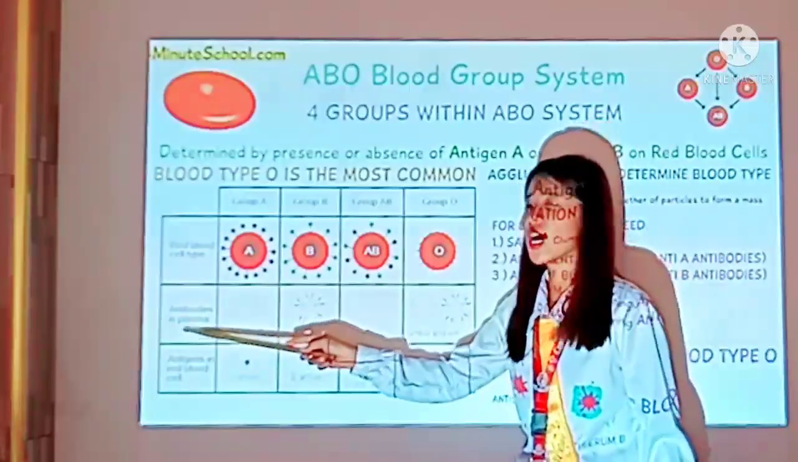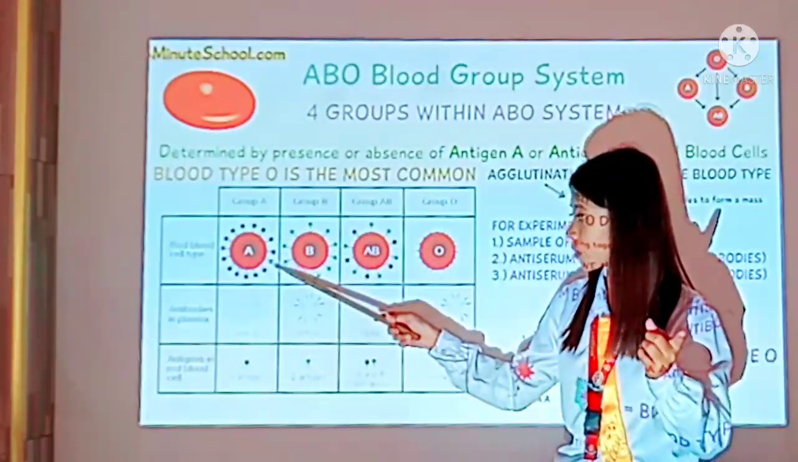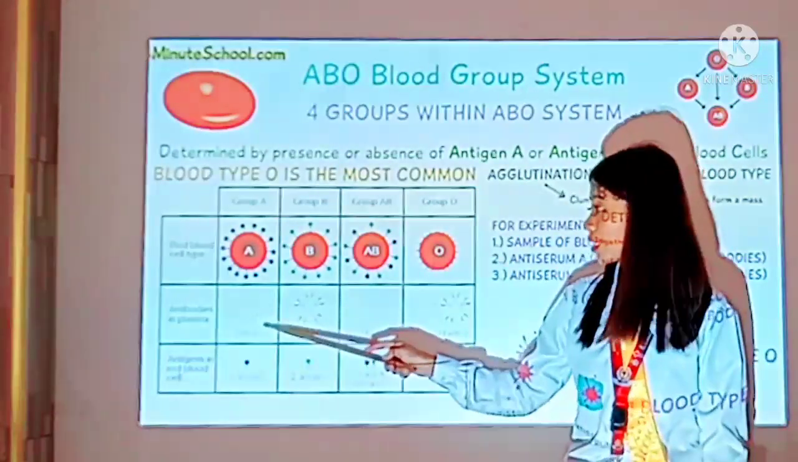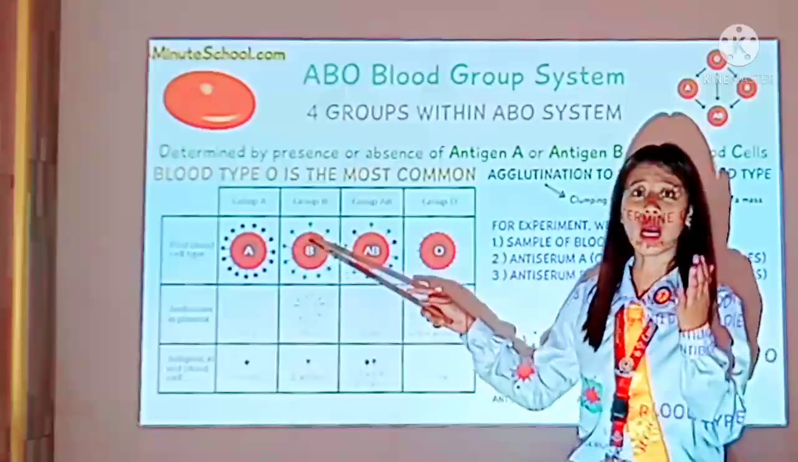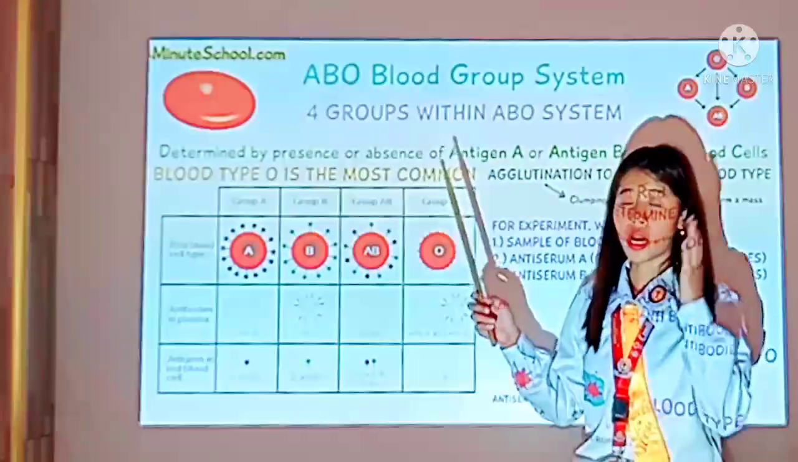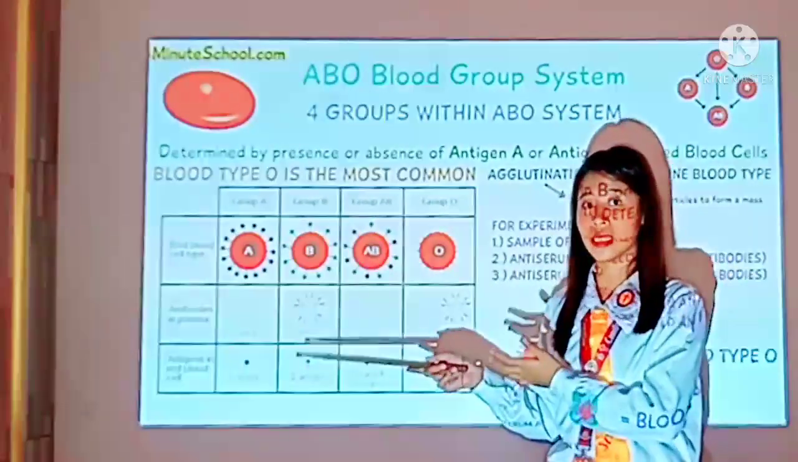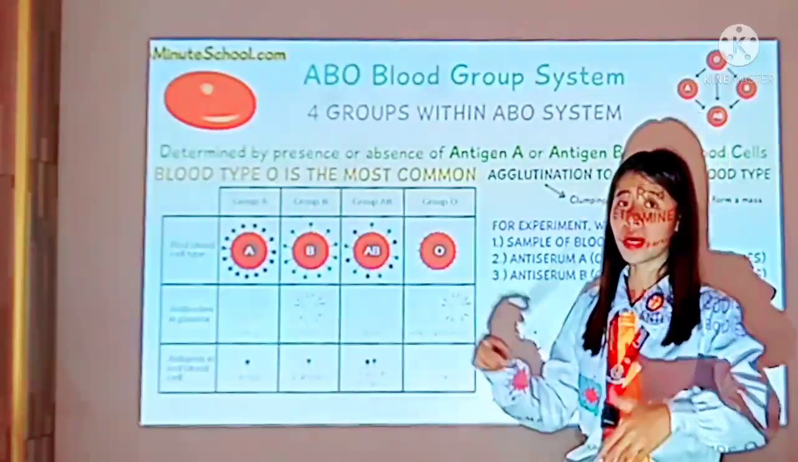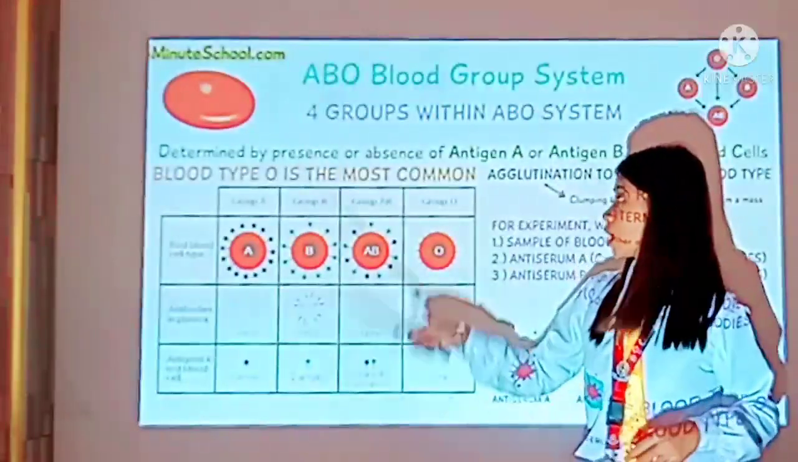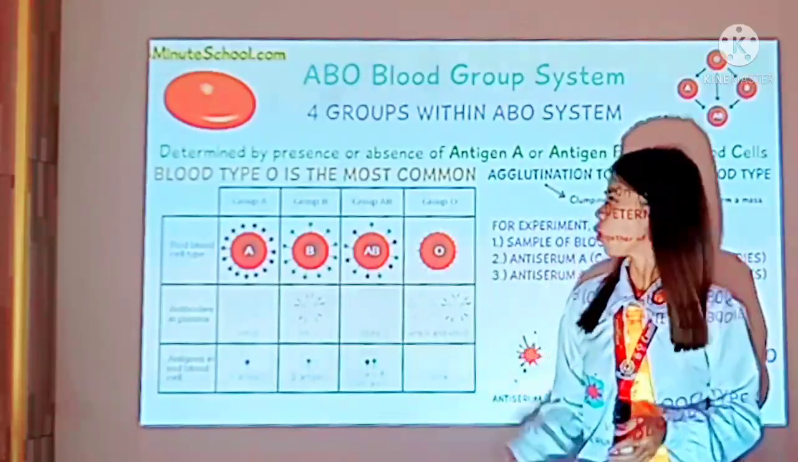So now, here, as you can see, if you have blood type A, your antibodies will be anti-B, or antibody B. Alright? If you have blood type B, then your antibody will be antibody A. If you notice, it is vice versa. If you have A blood, of course your antibody will be B. If you have a B blood type, of course your antibody will be A.